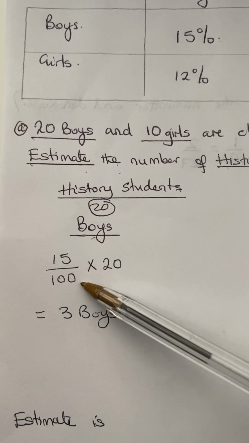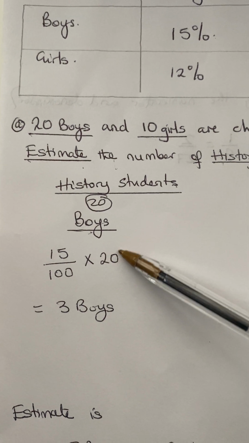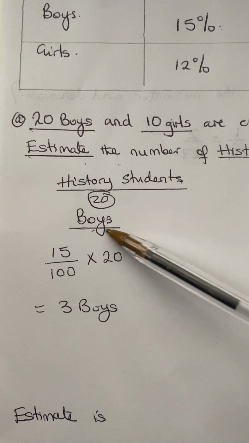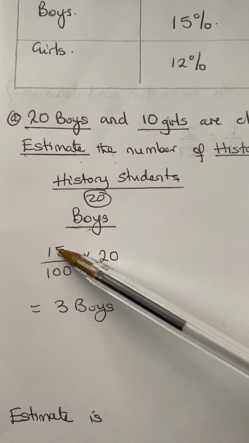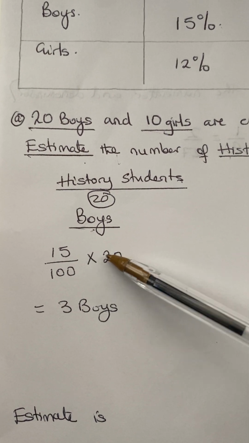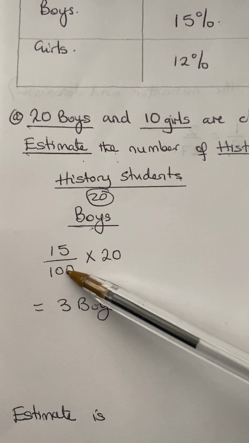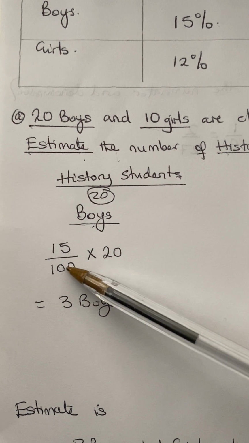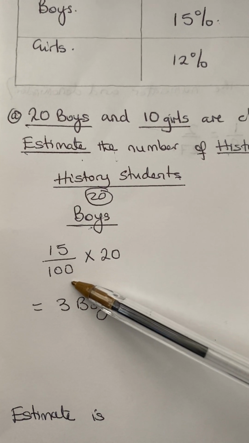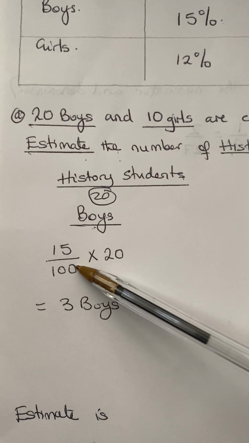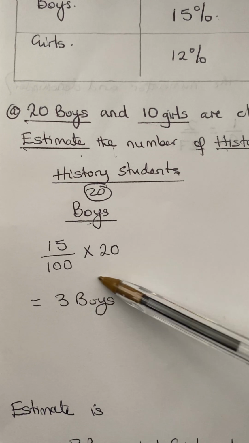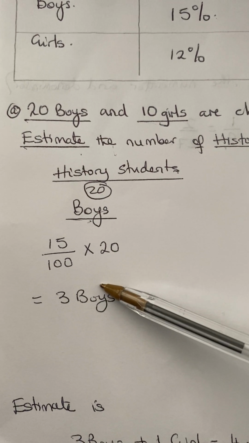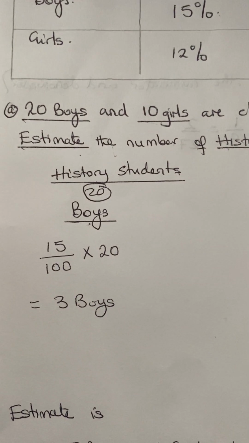So now, history students, the boys, 15%. So 15 out of 100 times 20 boys. If you do this correctly on the calculator, you multiply 15 by 20 and divide by 100. You are going to get 3 boys. Or how many 20s are in 100? 5. 15 divided by 5 is 3. So you've got 3 boys. So there's nothing wrong with this answer because I can have 3 boys.